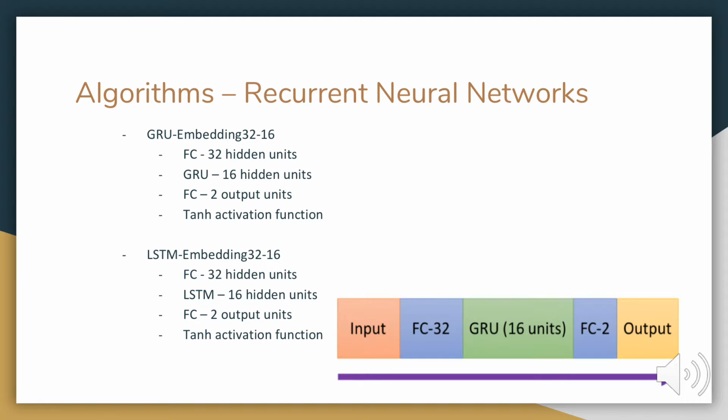The GRU variation of RNN consisted of a fully connected first layer with 32 hidden units, a GRU layer with 16 hidden units, and an output fully connected layer with 2 output units. A tanh activation function was applied after the embedding layer. The LSTM variation follows the same architecture, but the GRU layer is replaced with an LSTM layer.